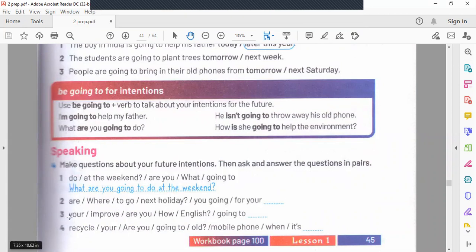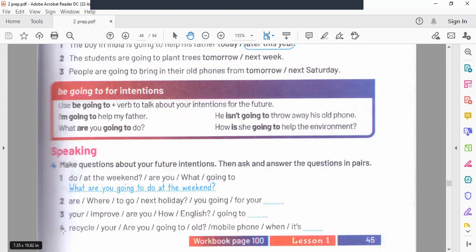Number three: how are you going to improve your English?